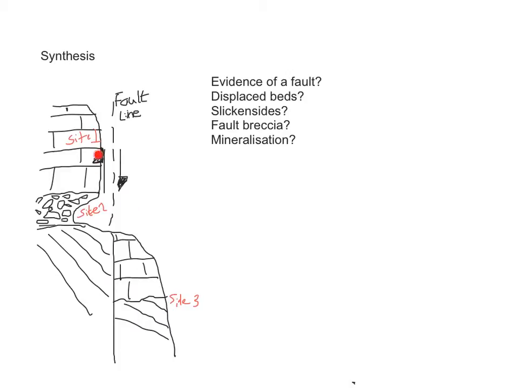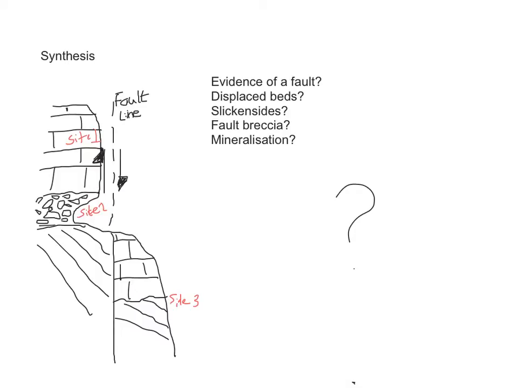Did you see slickensides on the fault surface? If not, why not? Was there fault breccia down along the path? We saw breccia here. Was that part of the fault? Did we see mineralisation that could have been formed? If you agree with it, then you can conclude the hypothesis was proved correct. If you don't feel there is a fault, your evidence doesn't point to it, what is the alternative hypothesis or alternative reason for what you've seen?